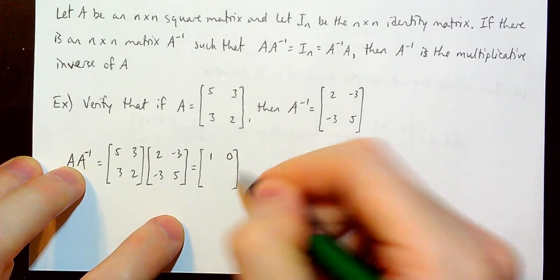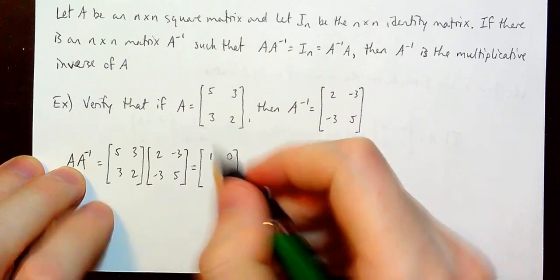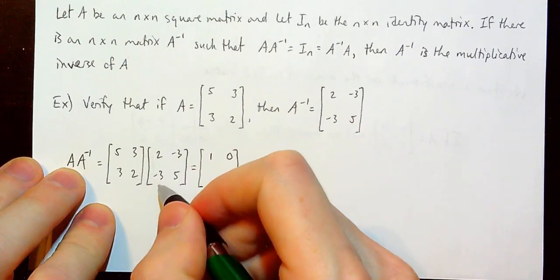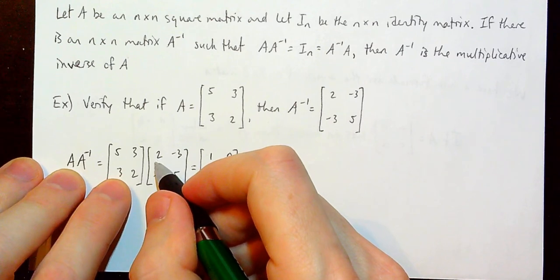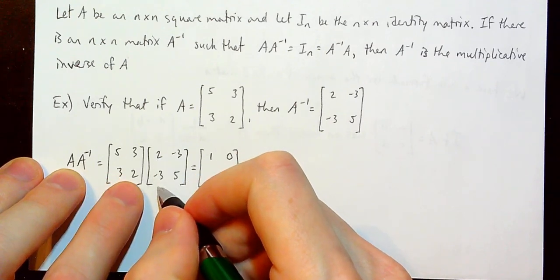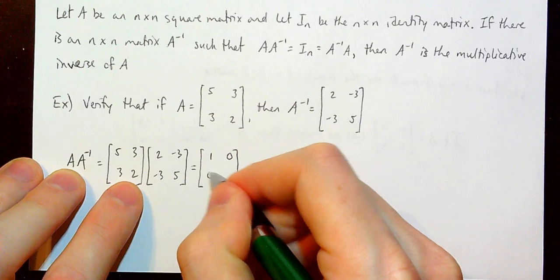All right. Entry in second row, first column. Product of the firsts is 6. Product of the seconds is negative 6. Add those up, we get 0.